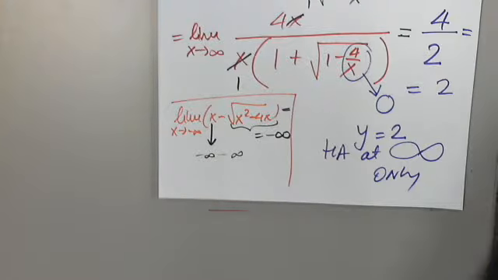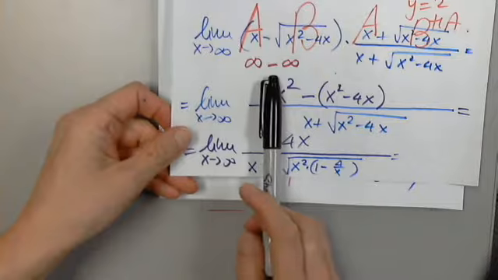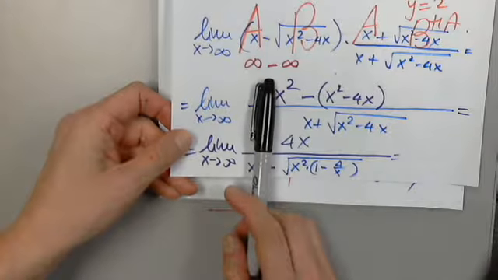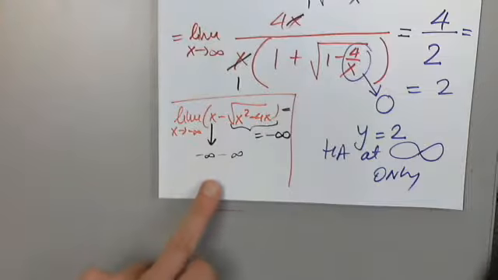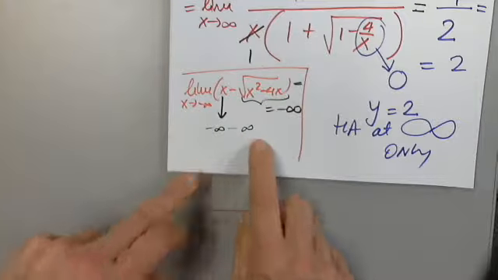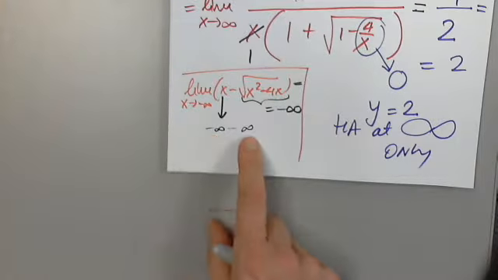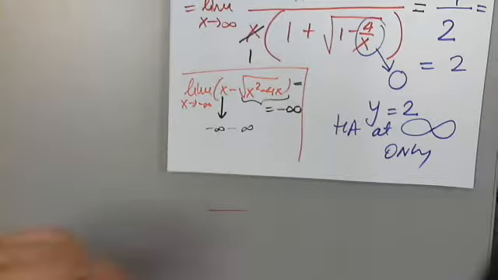So this was an indeterminate case. This one we had no idea what we would come up with. But this one is not. It's like infinity plus infinity, which is infinity. Negative infinity minus infinity is negative infinity. No horizontal asymptote when x approaches negative infinity. Is that clear? Perfect.